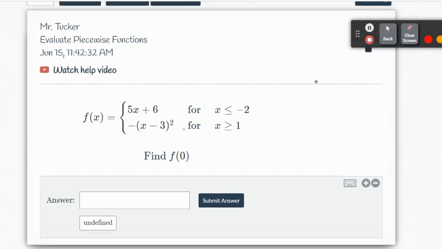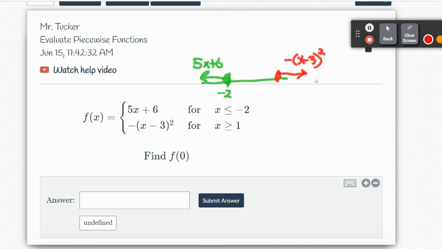All right, now we're going to evaluate a function where we're plugging in 0. And again, what's happening here is that there's a definition for x less than -2. So we have a solid dot and shaded that way for using the rule 5x plus 6. Well, we're looking at 0, so we don't use that one. But then over here, we have this rule that says we are solid dot, greater than 1. We use the definition -(x minus 3) squared.